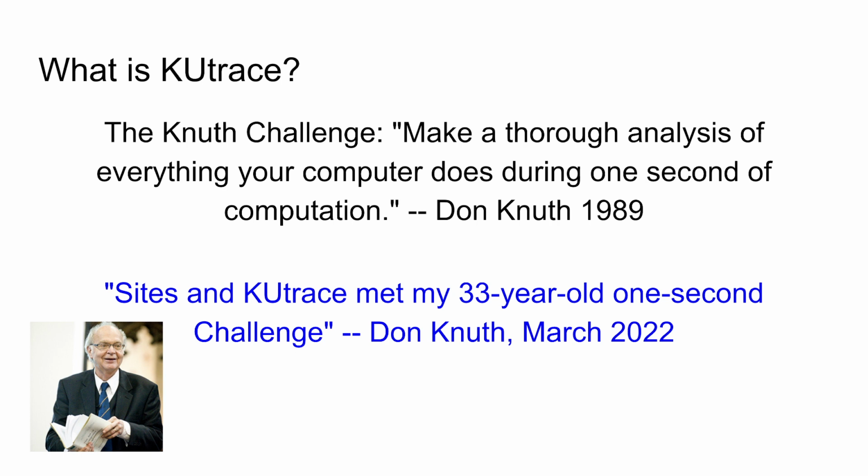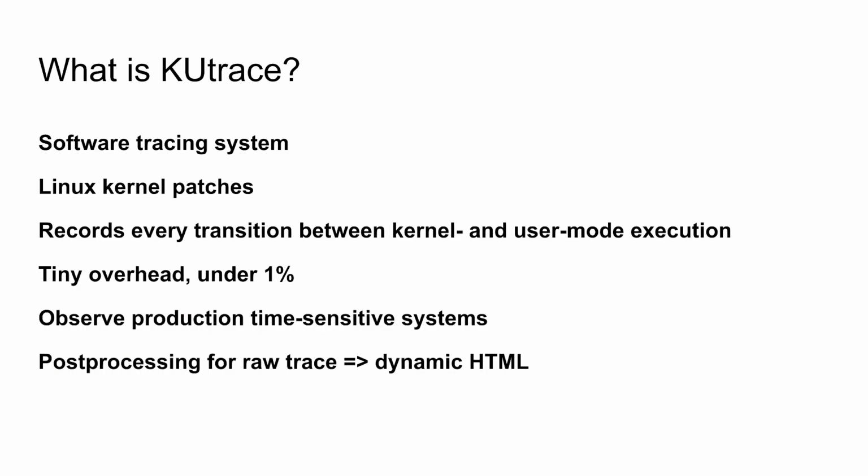So in summary, KUtrace's software tracing system uses Linux kernel patches that record transitions between kernel mode and user mode execution. It has tiny overhead, so you can use it in production, busiest hour of the day data centers or driving Tesla autopilot or whatever. Post-processing turns the raw traces into dynamic HTML.